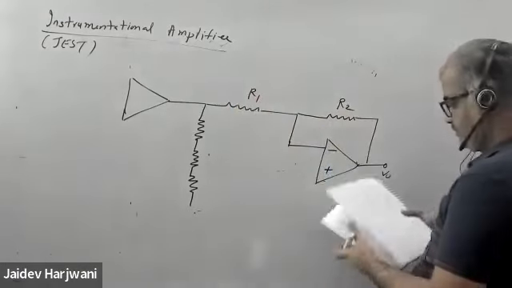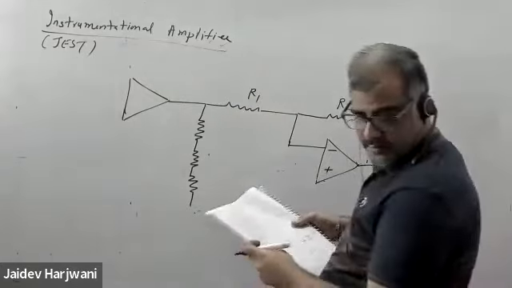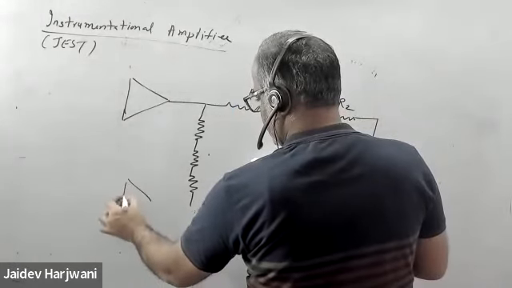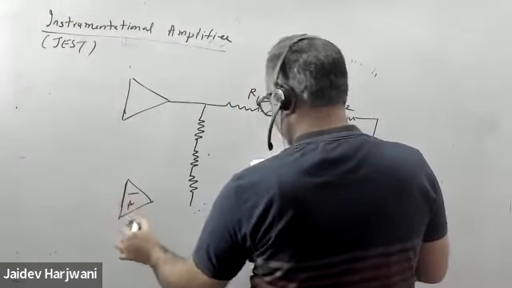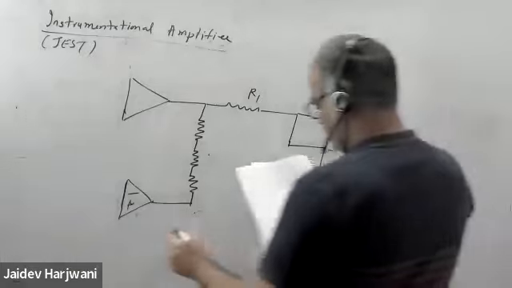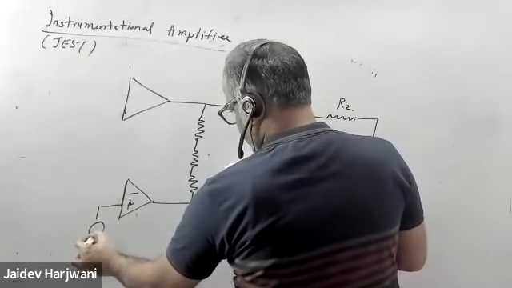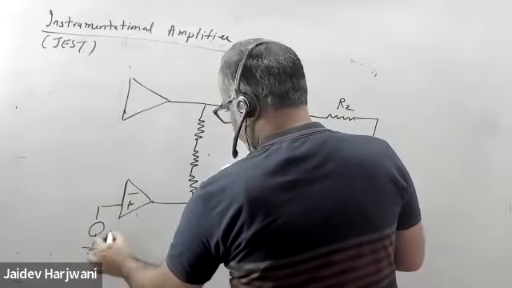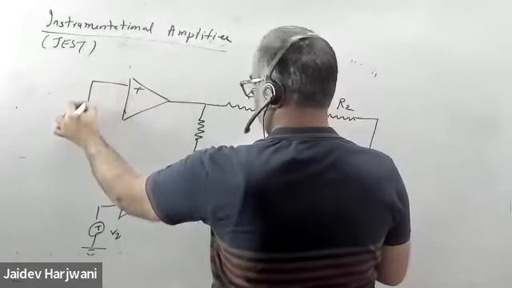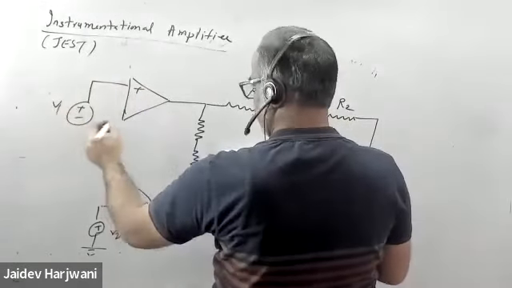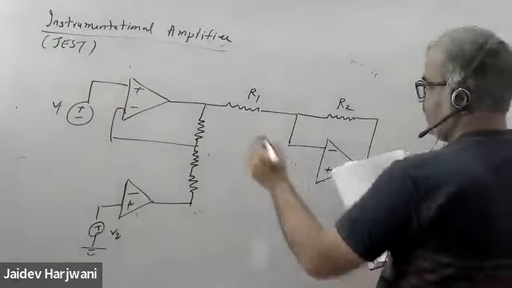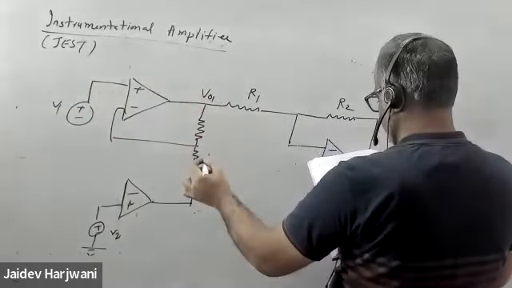Given R1, R2. Okay, and here they have given one more amplifier, minus plus, that is connected here, and this is connected here. This is your V2. Okay, and here you have this is your V1. Okay, and this is your minus, and this is connected here. This is your V01.